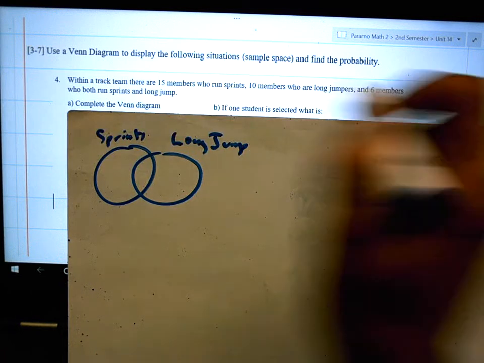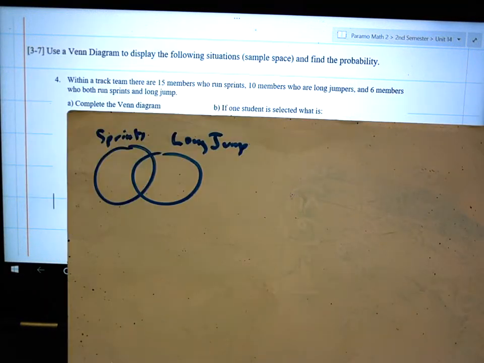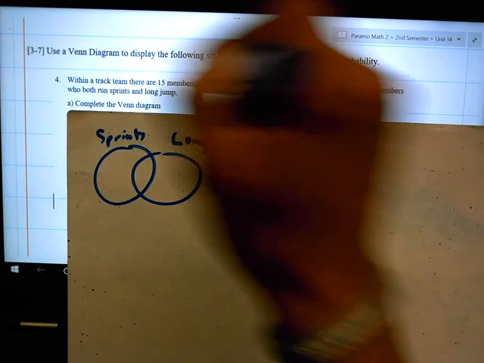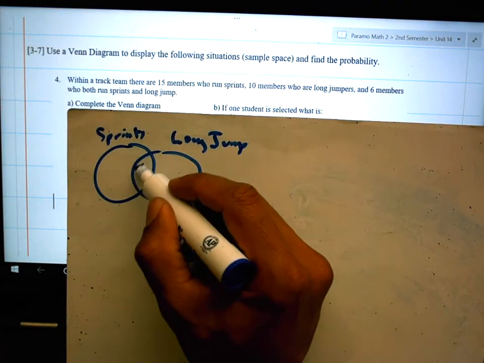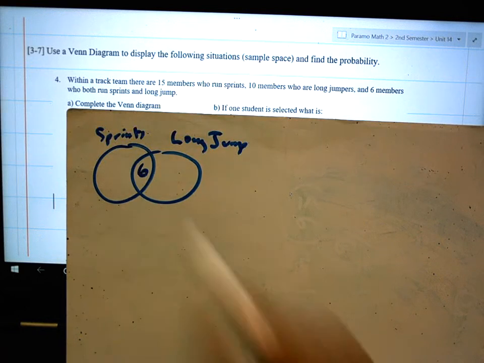There are 6 members who run both sprints and long jump. That's the easiest one. Do the both first. 6 members who do both. That goes here. There are 6 in both who do the long jump and are sprinters. But that's the same 6 people. We can't count them again. So make sure we know that. We're not going to mess things up.